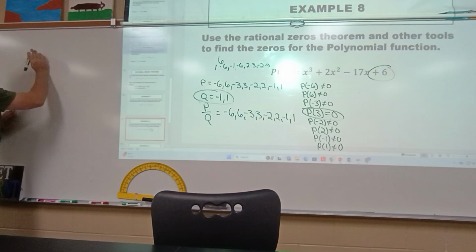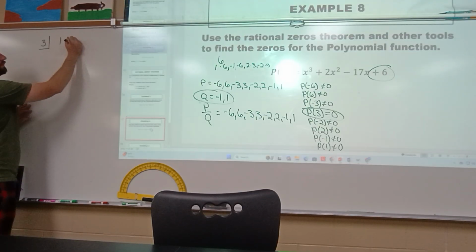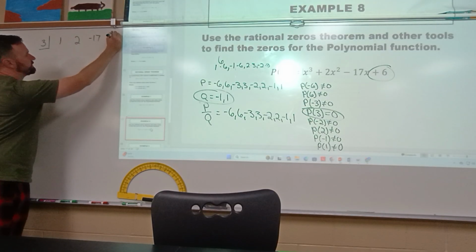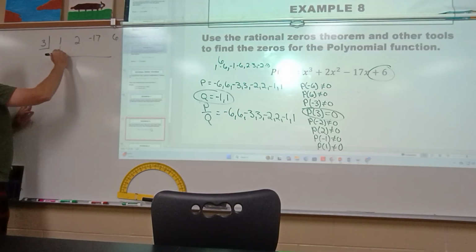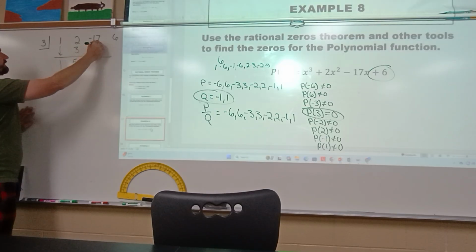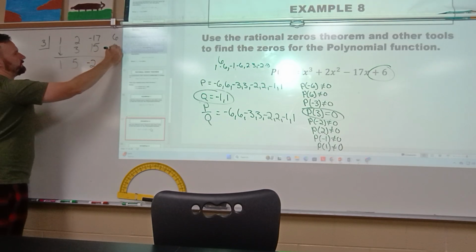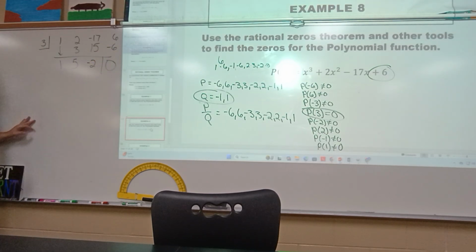Get out of here, -1. Up in this box, I'm going to put a 3. And I'm going to do 1, 2, -17, and 6. You guys are okay with me going quick through this part? Phew. I did it right. Could I have, on the other problem, once I get 1 zero, long divided it out? Or not long divided. Don't long division, please. Please, please, please. Just so you know.